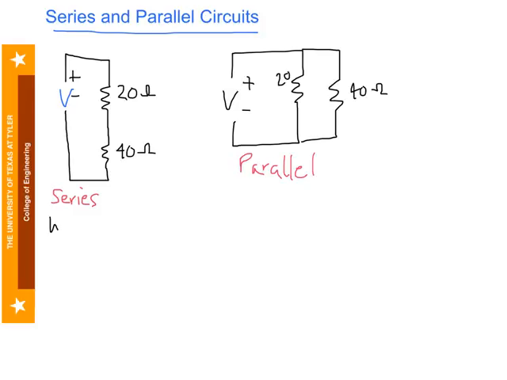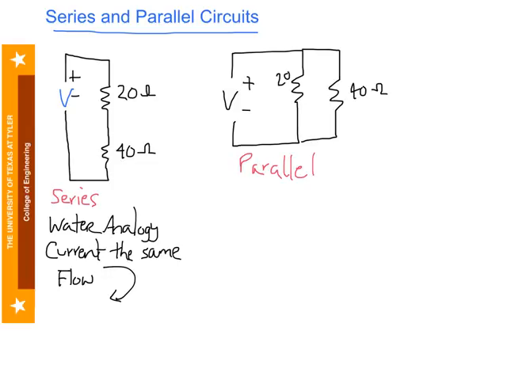And if we look at them in a little more detail, we can look at the one on the left here, this series one, and if we think about our water analogy, the current is the same because the flow is the same in those two resistors. So in this case, current is the same, or the flow, if you will, going around that circuit, right? As the flow goes around, it's got to be the same flow all the way around. So since current is flow, the current's going to be the same.